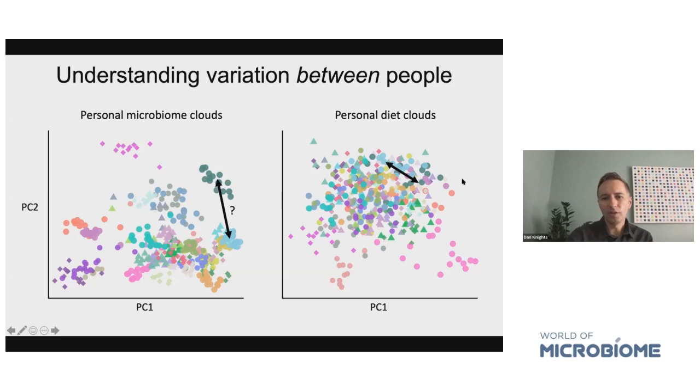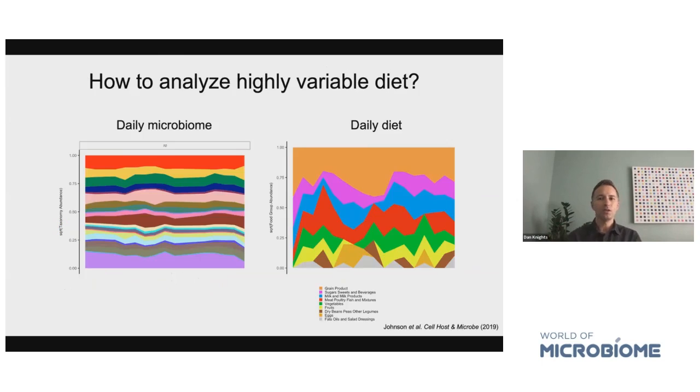So what we're going to be looking for is, if you measure the distance between the centers of two people's microbiome clouds, is that associated with the distance between the centers of their diet clouds? If it is, then that means that diet and microbiome are associated or corresponding here. But how do we analyze the diet data? We found actually that the diet data were higher dimensional and more sparse than the microbiome data.